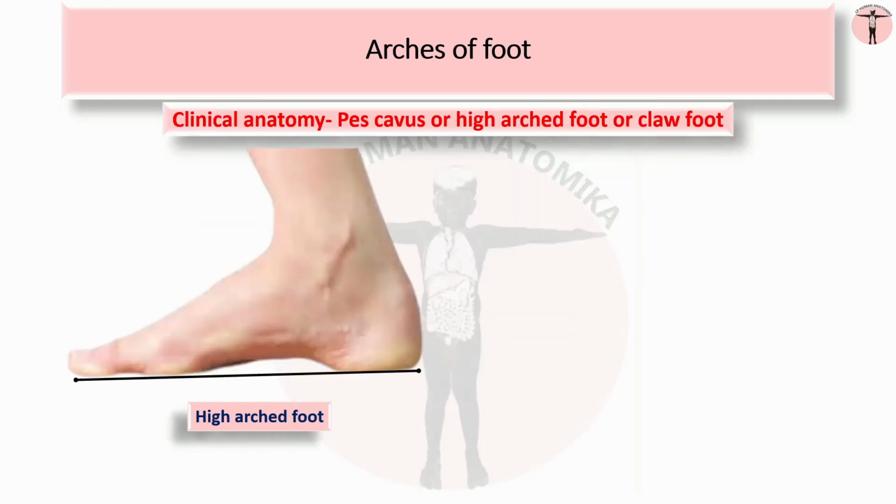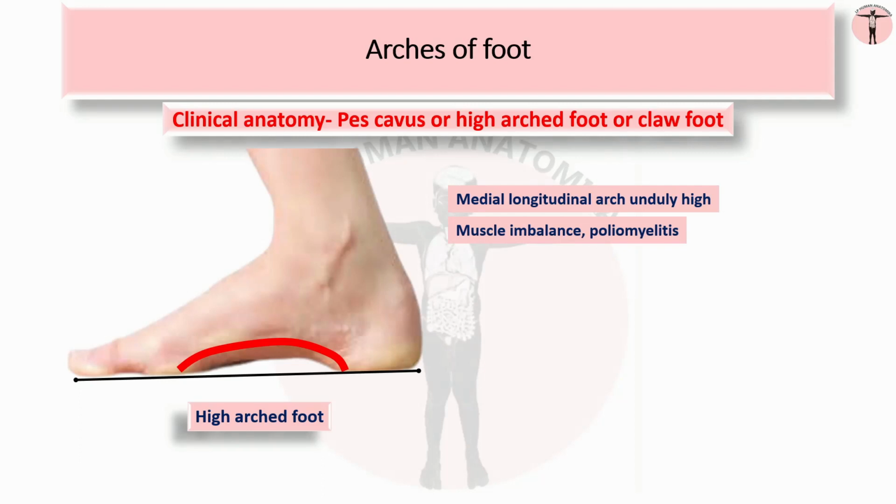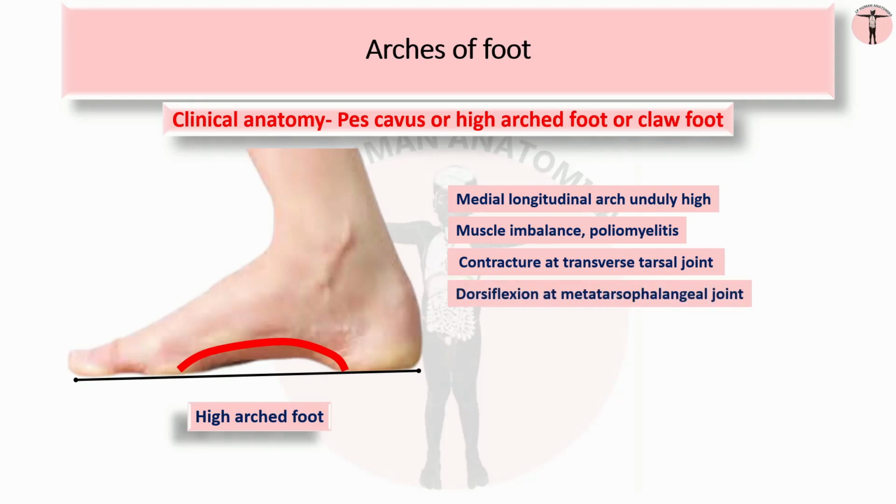Pes cavus or high arched foot or claw foot is a condition in which the medial longitudinal arch is unduly high. Most cases are caused by muscle imbalance. In many cases, it may result from poliomyelitis. High arched foot occurs because of contracture at the transverse tarsal joint. When a person walks with high arched foot, there is dorsiflexion at the metatarsophalangeal joint and plantar flexion at the interphalangeal joints.